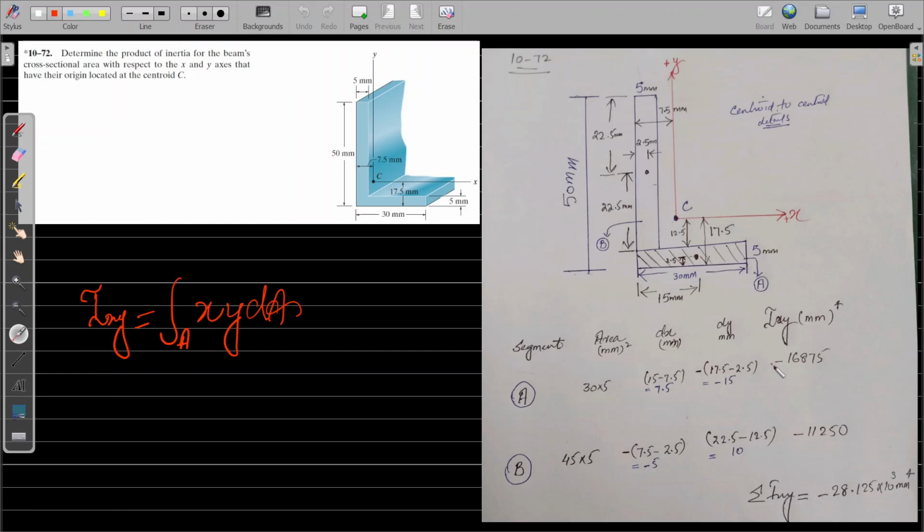Because both of them are minus, we can add them, and we arrive at the product of inertia for this L section beam in this configuration, which is minus 28.125 into 10 to the power 3 millimeter 4. I hope this problem will assist you in your future endeavors.